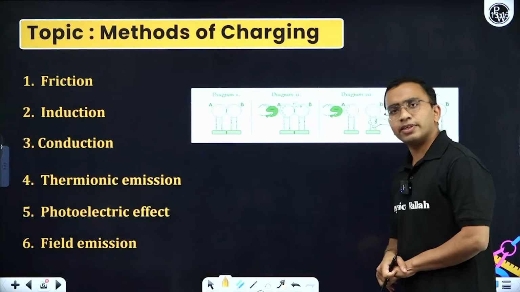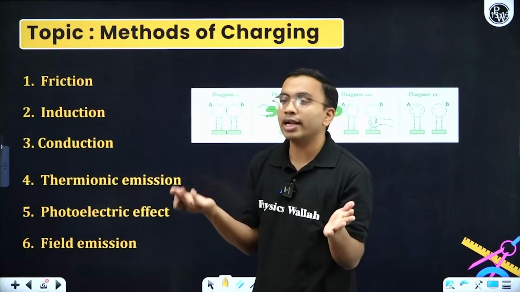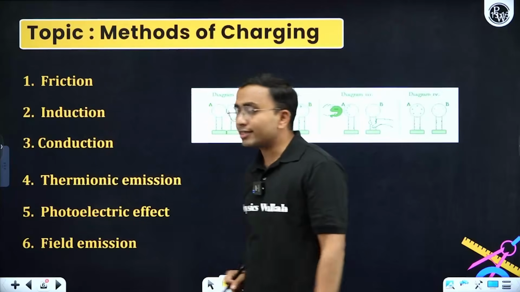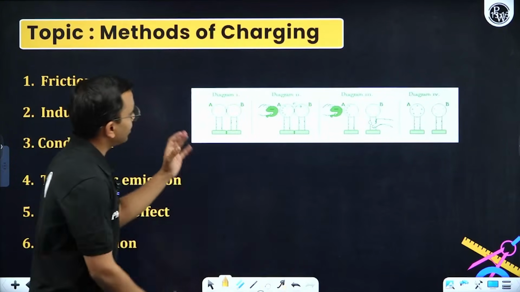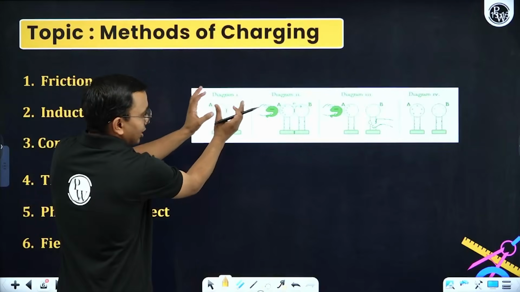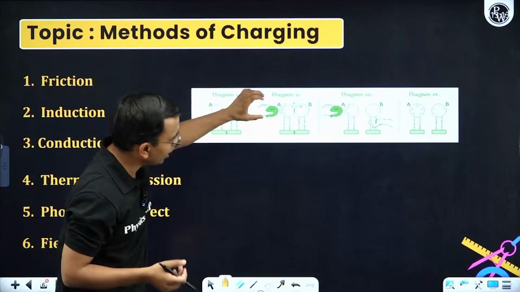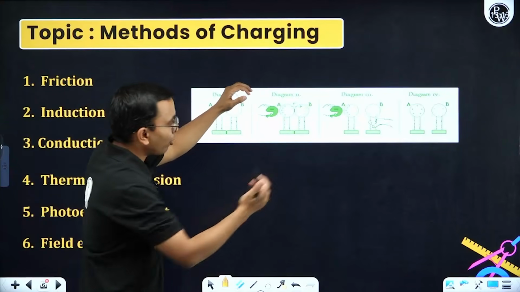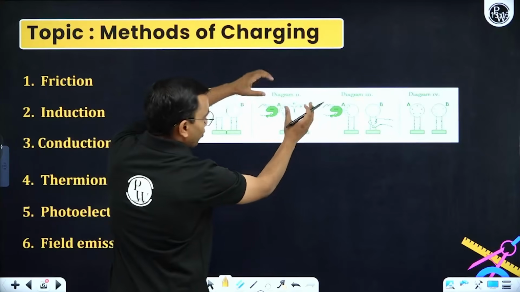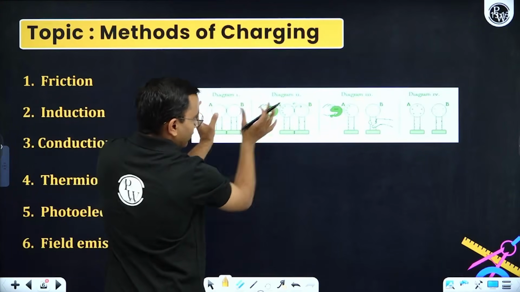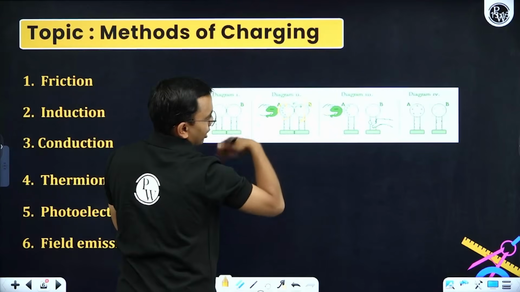Now methods of charging. First is friction, by rubbing two bodies. One gets positively charged, another gets negatively charged. That is clear to us. Next is induction. Induction means without any contact you are transferring charges. How? Let us take two spheres, initially kept in contact. I am bringing a negatively charged object near the sphere. The positive charge is attracted, because opposite charges attract each other. These spheres are conducting, so positive charge will come here and negative charge will go to the other side.